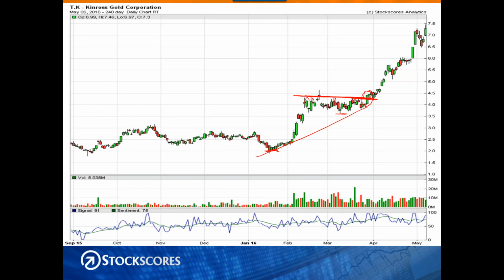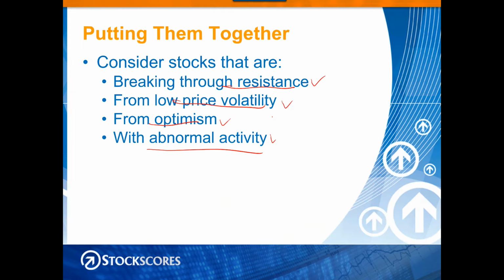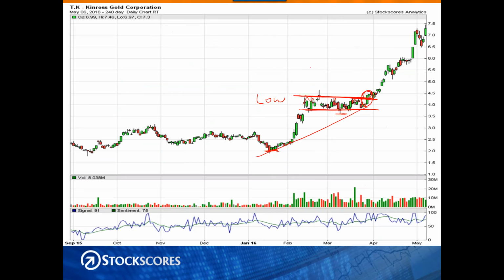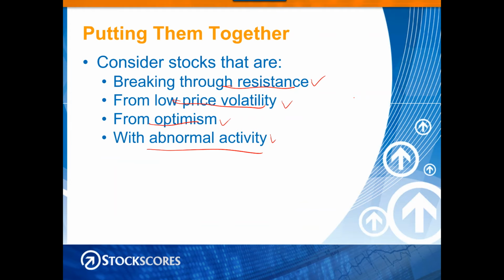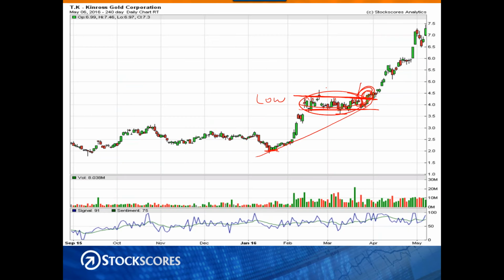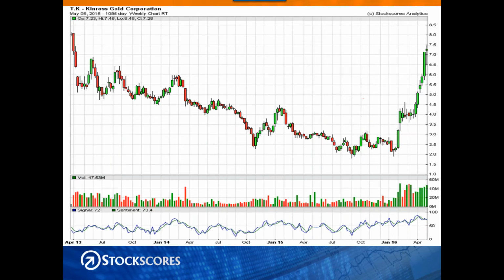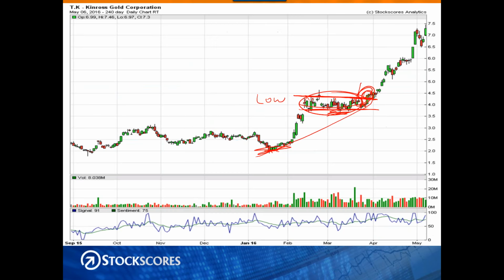I had a breakthrough resistance right here. The height of that candle on that day was abnormal. The market had been trading sideways for almost 2 months, so I knew that I had low price volatility. So all of my items are there. I've got my breakthrough resistance right here. I've got my break from low price volatility right there. I've got optimism, rising bottom, and I've got abnormal activity. All right. So that would be one example where you would buy this stock because it had that formula satisfied. Buy it at 450. Today it's at almost 750. So it's had a nice little move there.